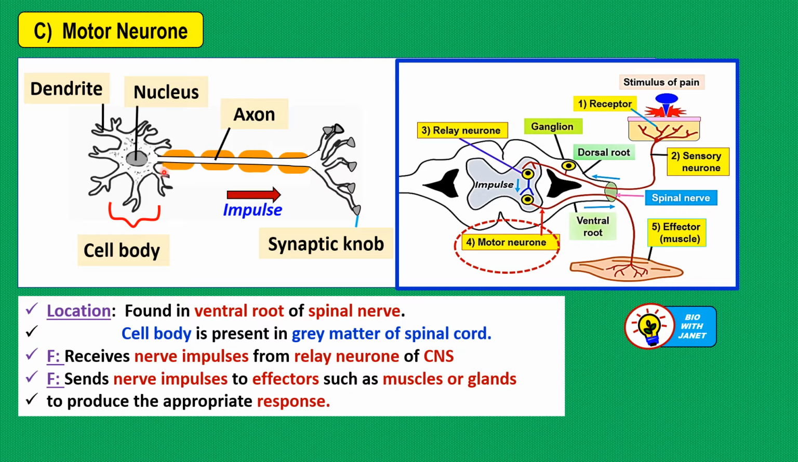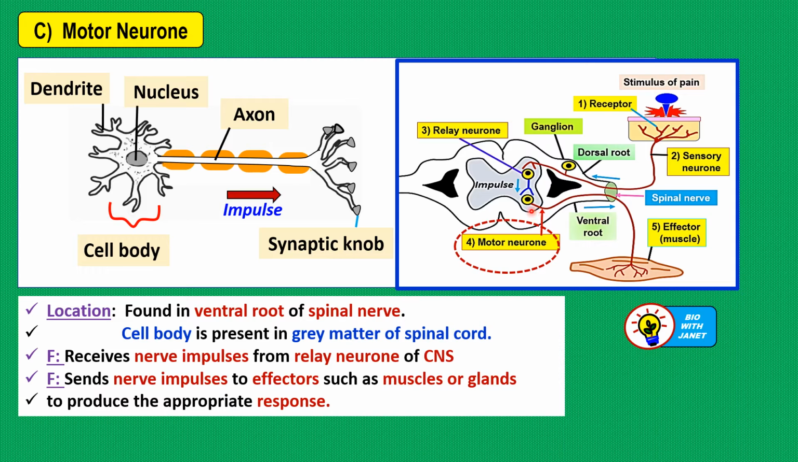Now, the third type of neuron is the motor neuron, which we've already discussed at the beginning. The motor neuron has a cell body at the front end, and it also has dendrites to transmit impulses to the cell body, and a long axon to transmit impulses away from the cell body to the synaptic knobs here. The motor neuron is found in the ventral root of the spinal nerve, which does not have any ganglion.